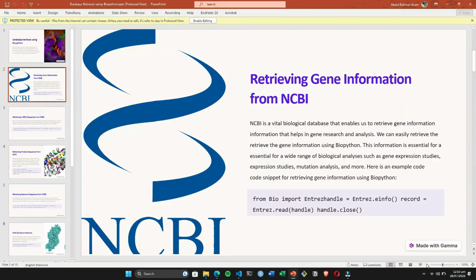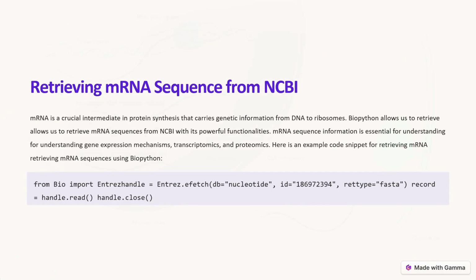So after that, we can see that we can also retrieve mRNA sequence. So mRNA sequence is a crucial intermediate in protein synthesis that carries the genetic information from the DNA to ribosomes. So Biopython allows us to easily retrieve mRNA sequence from NCBI with its powerful functionalities. mRNA sequence information is essential for understanding gene expression mechanisms, transcriptomics, and proteomics.